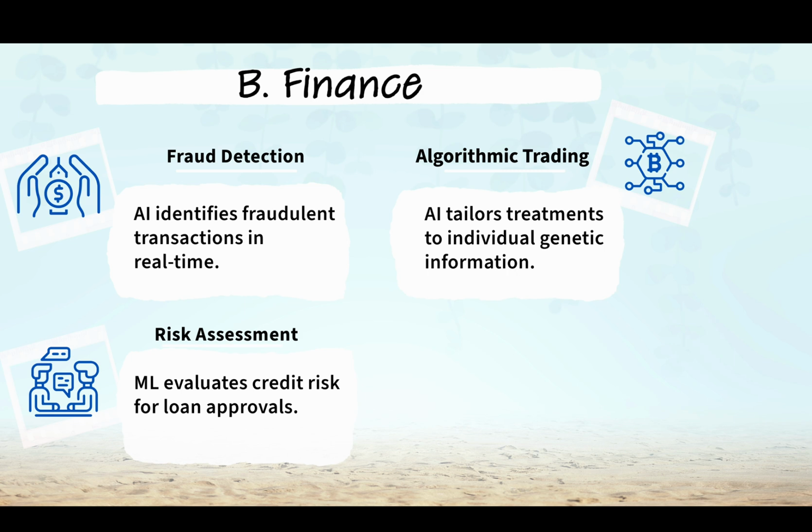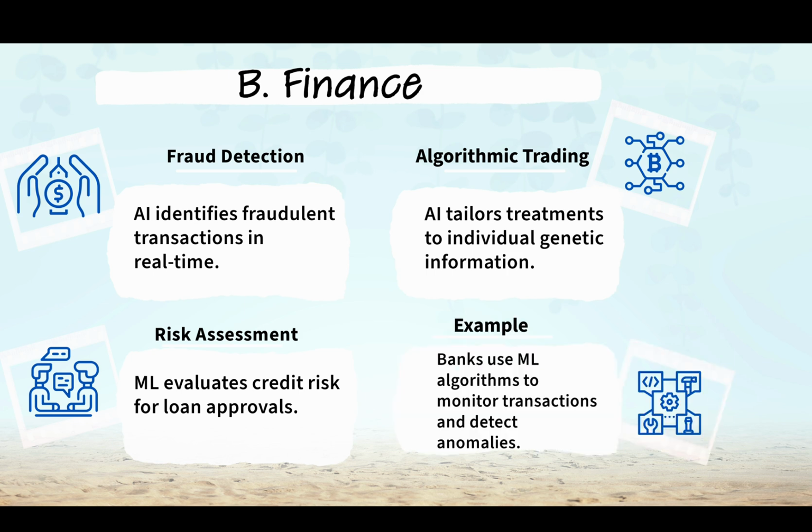These algorithms analyze market data and execute trades at high speed, maximizing profits by predicting market movements. Example: many banks use machine learning algorithms to monitor transactions and detect anomalies. These algorithms flag suspicious activity such as unusually large withdrawals or transactions from unfamiliar locations, enabling banks to respond to potential fraud quickly and protect customers.